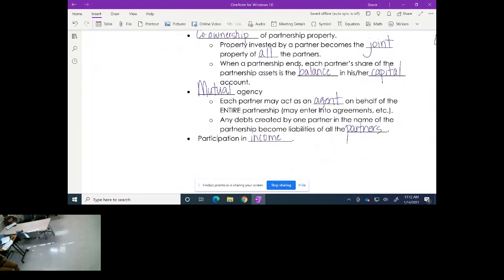Mutual agency, I don't like this one either. Y'all know what an agent is, right? Somebody that represents you and can act on your behalf, like maybe a sports agent or a talent agent. Well, in a partnership, each partner is an agent. So they can get into contracts and agreements on behalf of the partnership. So if you have an idiot for a partner, you might get into all kinds of things that you don't want to be involved in. And any debts that they create in the name of the partnership become your debt too. So it's kind of scary.